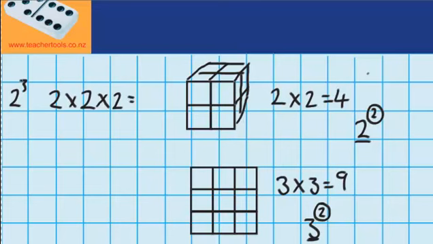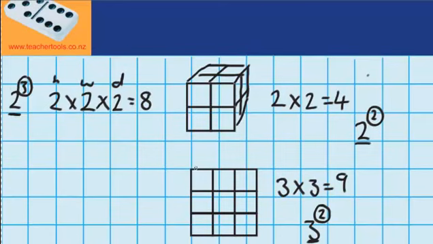Remember I said that this here tells me how many times I have to times this number by itself. So I had to times it by itself 3 times. 2 times 2 times 2. Or the height, which was 2, the width was 2, and the depth. 2 times 2 is 4, and 4 times 2 is 8.